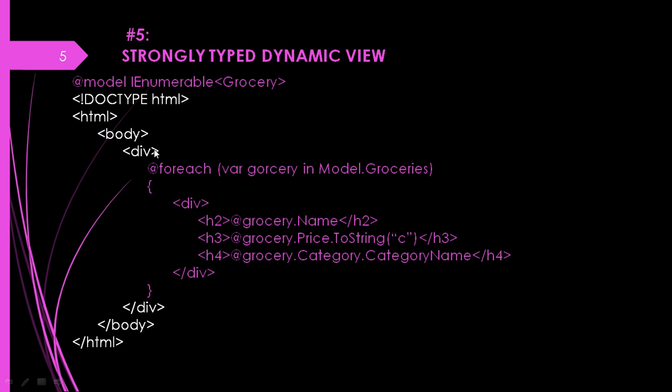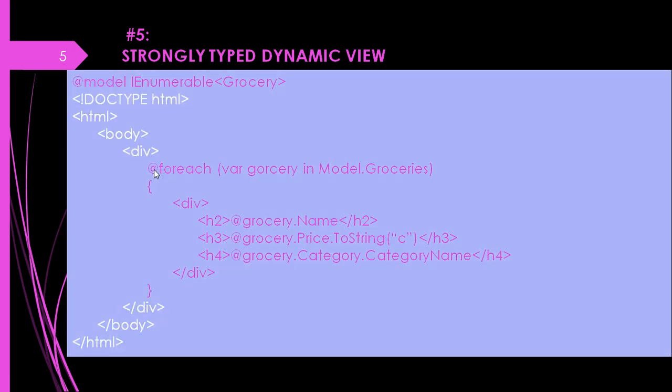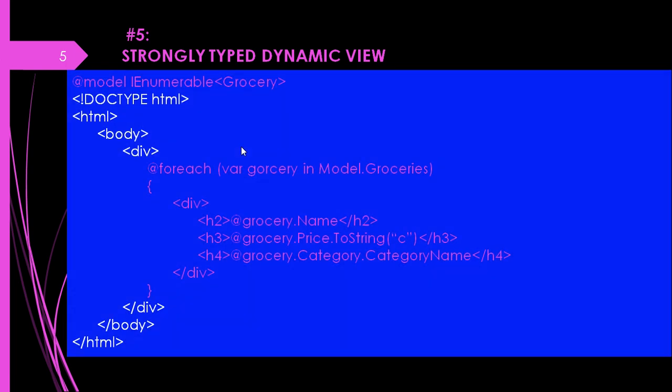Then what is the code here? By using the at symbol, that is the Razor syntax, we are writing Razor code to loop over all the groceries in the model. That model was the list that we passed to the view in the controller code. We use foreach here, with Razor expressions to access each individual item in the list, such as name and price. Whatever we are going to access here, we make use of Razor expressions, that is @grocery.Name and @grocery.Price.